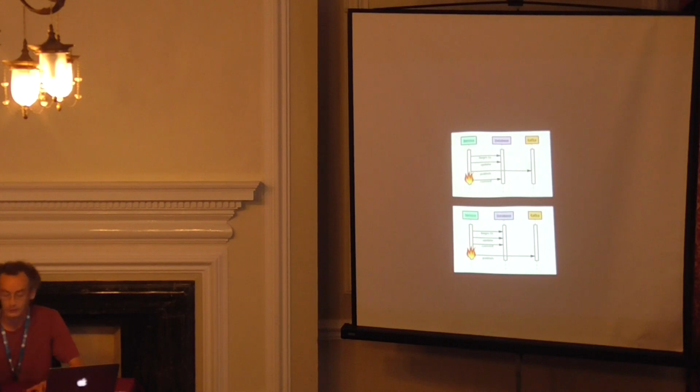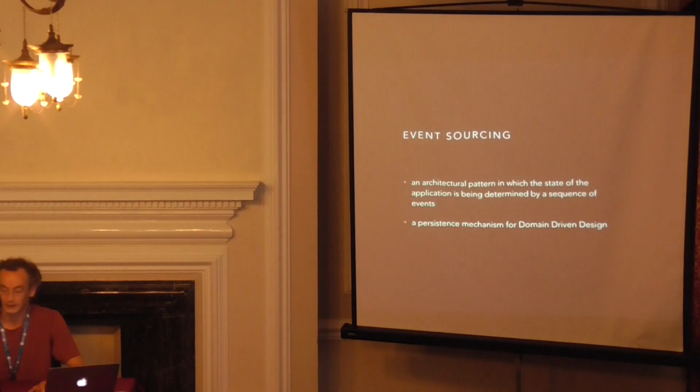Let's see what happens when we make these model changes explicit and code for the model events and write those events as database records. That's basically what we call event sourcing. With event sourcing, the state of an application is determined by a sequence of events. Once a model event happens, it never changes. We say the model events are immutable.